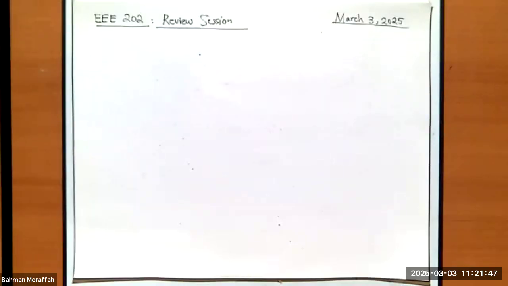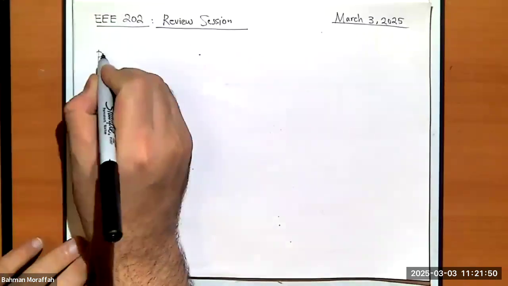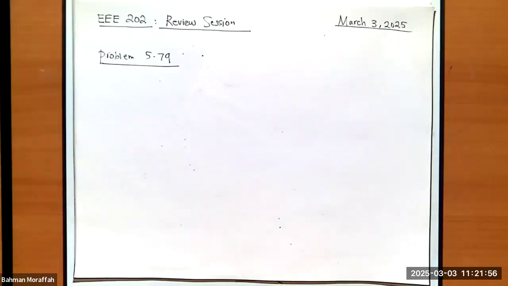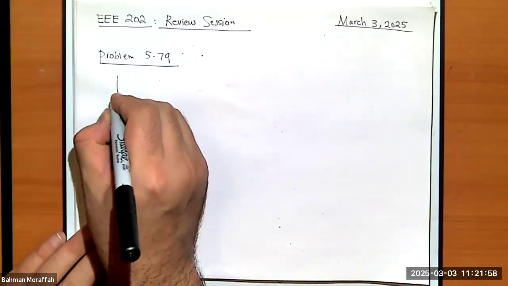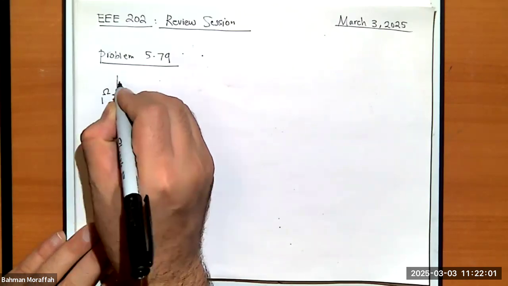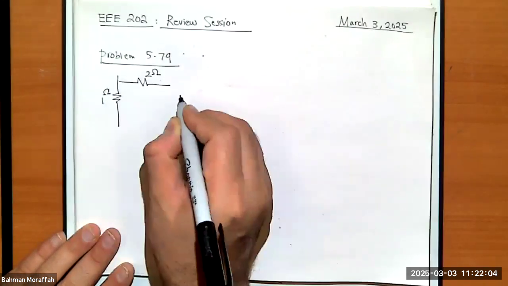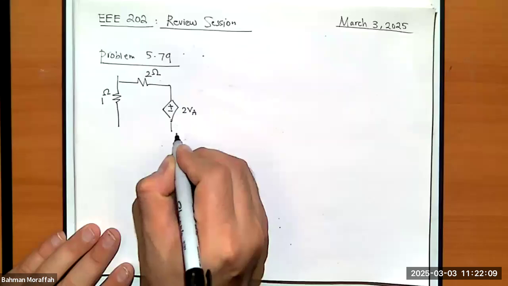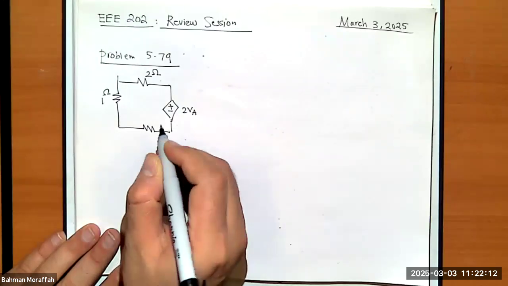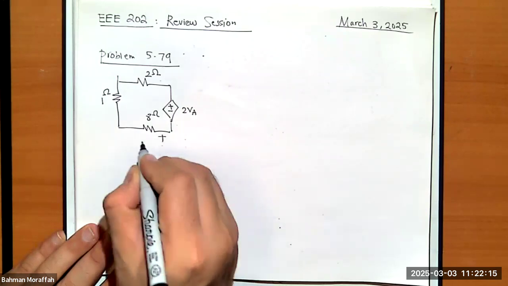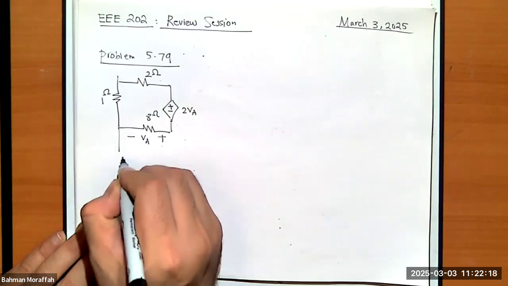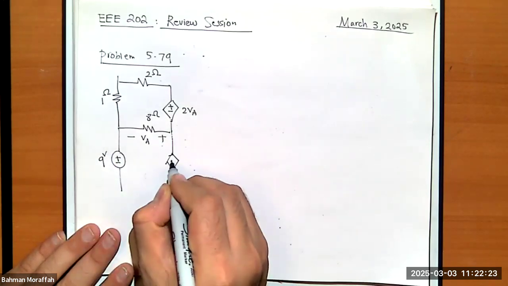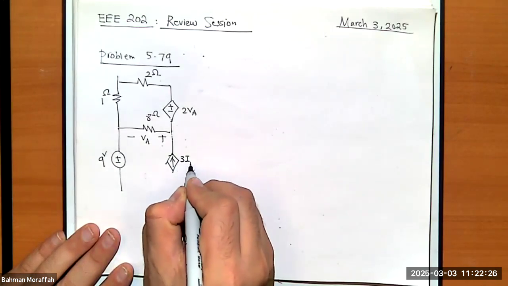So let's just start off by doing problem 5.79, which the circuit looks like this. I have a circuit. It's a 1 ohm followed by a 2 ohm, a dependent source 2VA, 8 ohms. This is VA, 9 volts, a dependent current source, 3IA.